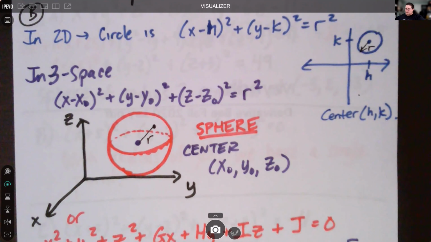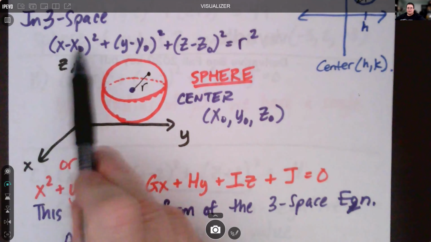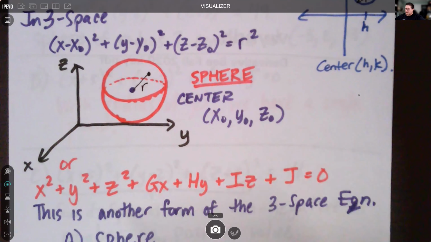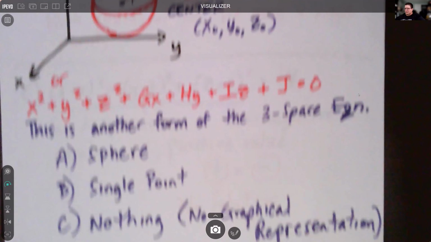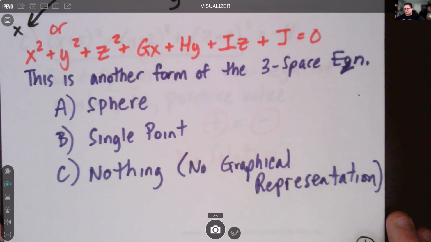Another form of that equation is x squared plus y squared plus z squared. If we multiply all this stuff out and gather like terms, we'll have x squared plus y squared plus z squared plus Gx, Hy, and Iz plus some constant equals 0. And this can lead to 3 different outcomes. One of them will generate a sphere. One of them is a single point. And the final outcome is nothing. There's no graphical representation in the real coordinate system.